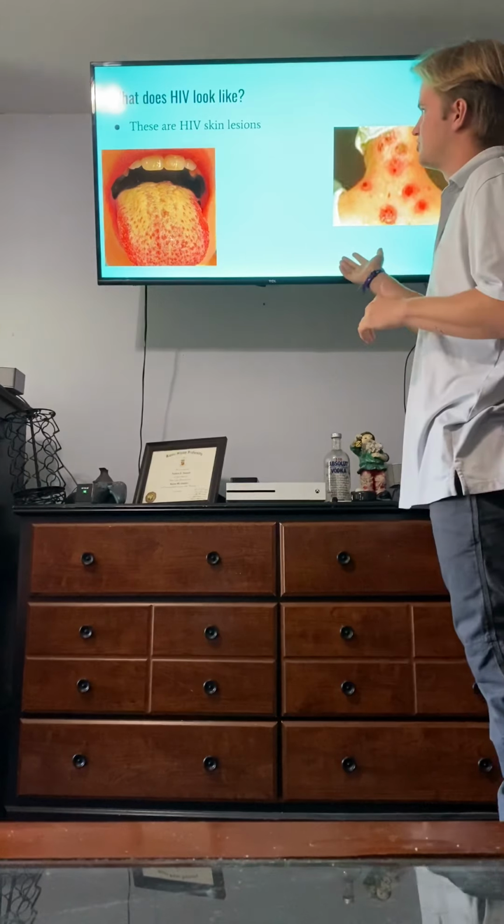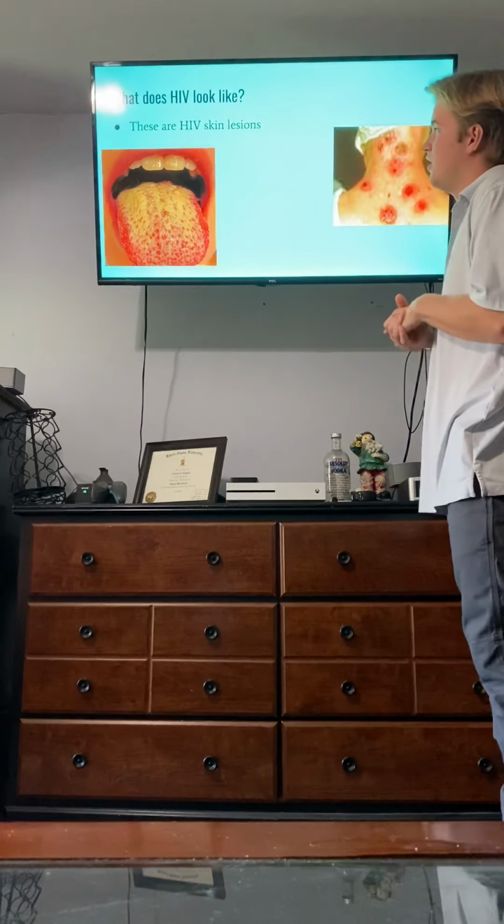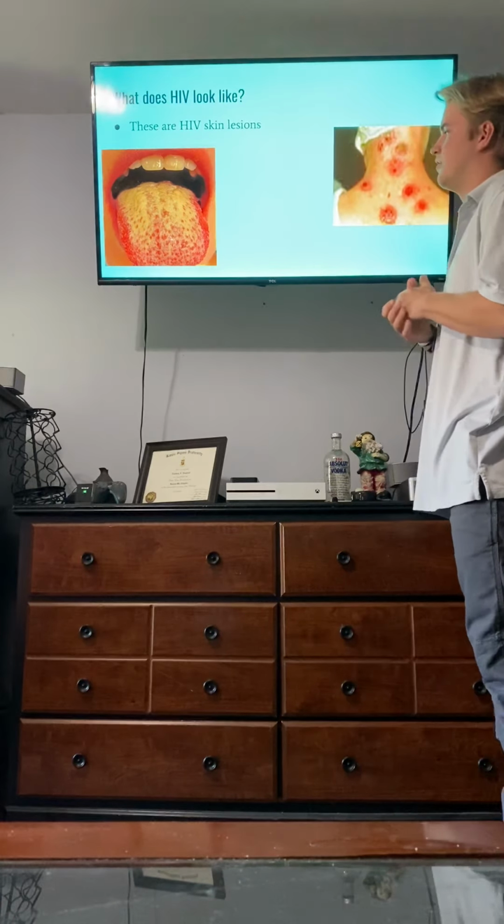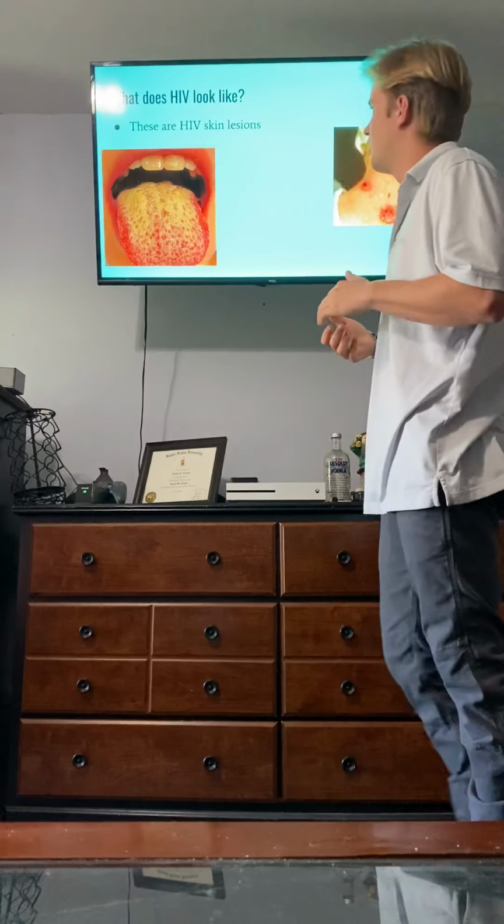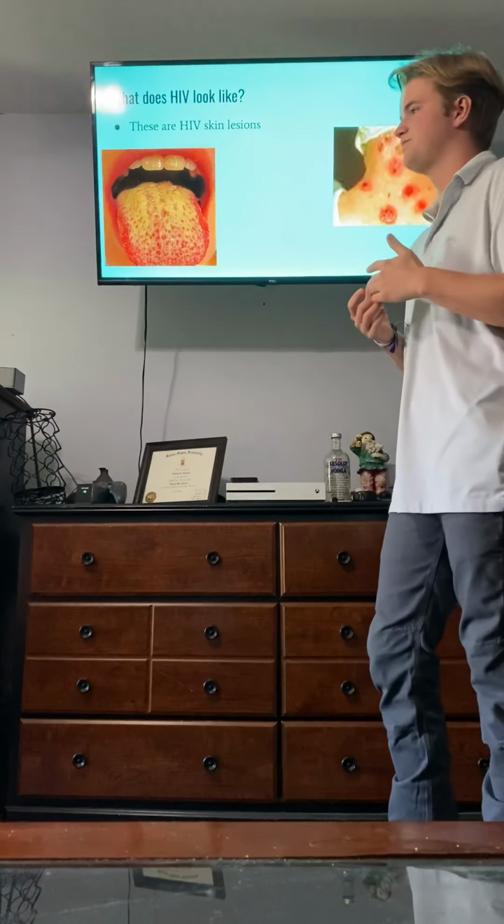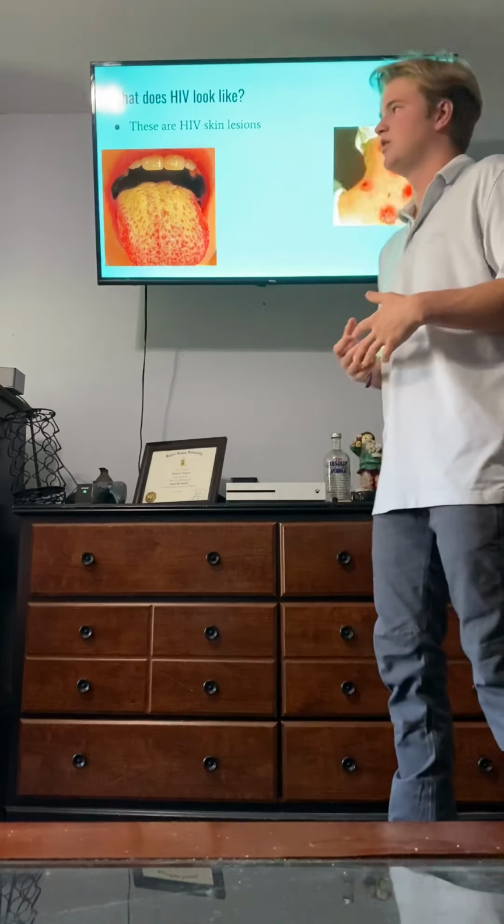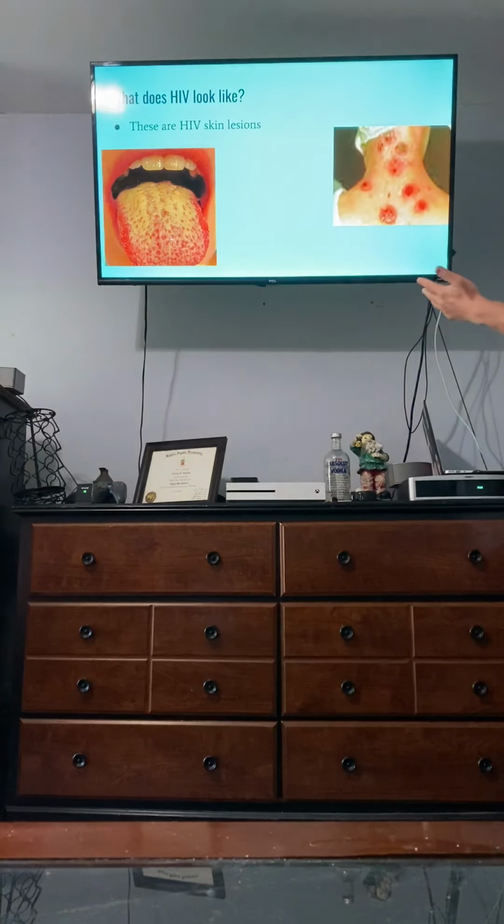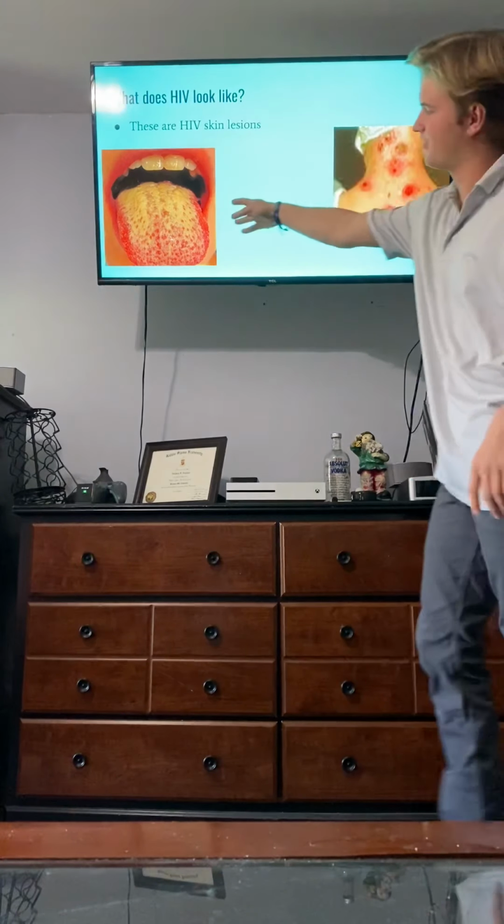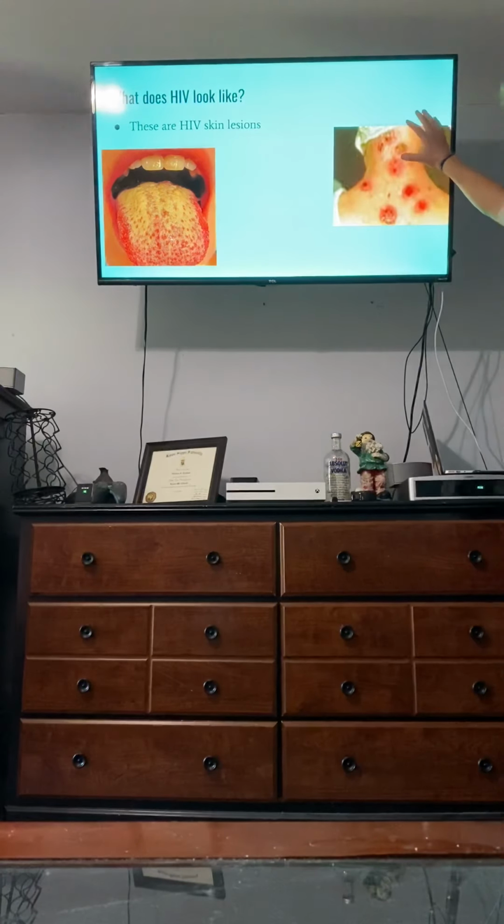These are some pictures to show you what HIV looks like. These are some skin lesions. They can pop up all around the body. A lot of them are detected mainly where you contract the disease first. So that's what those look like. This is on the tongue. This seems to be on the back of the neck area.